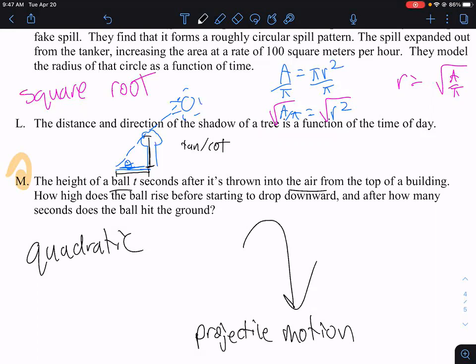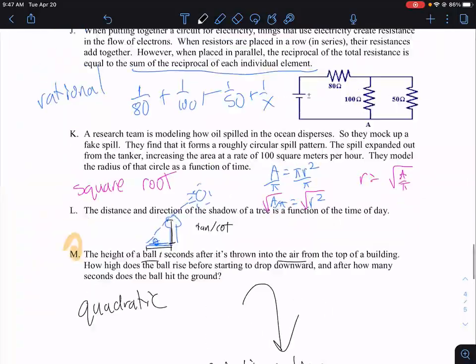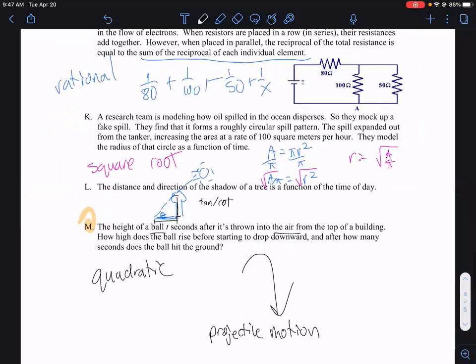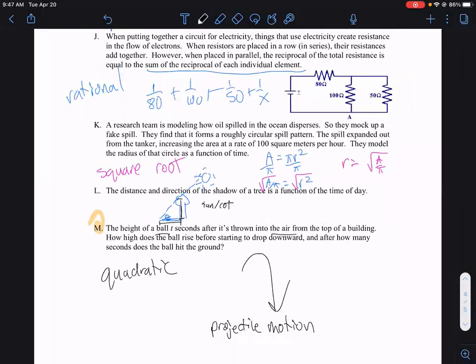Okay, so again, I expect that you had a lot of trouble with these word problems. That's completely reasonable. This will be something we continue to focus on throughout the unit.